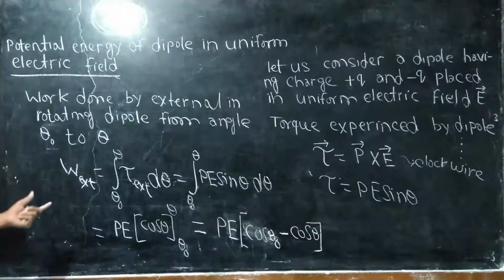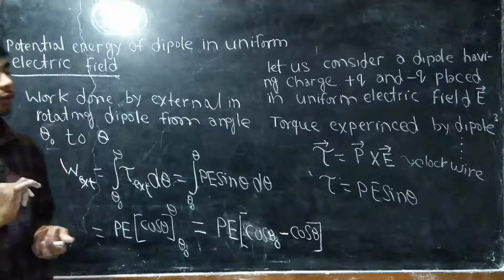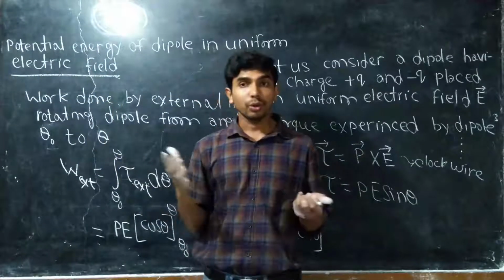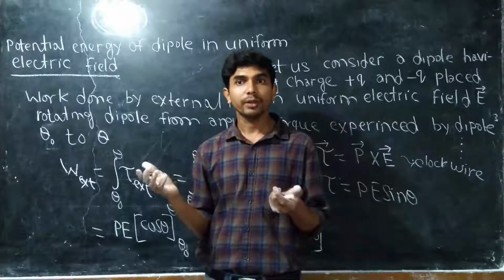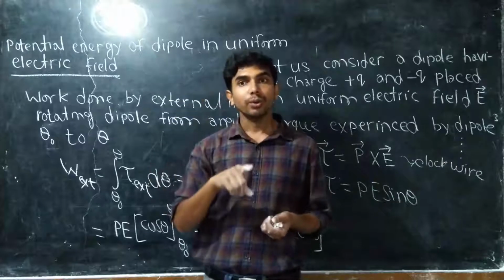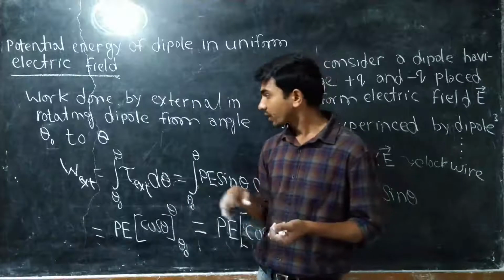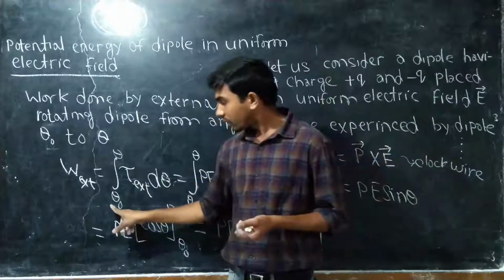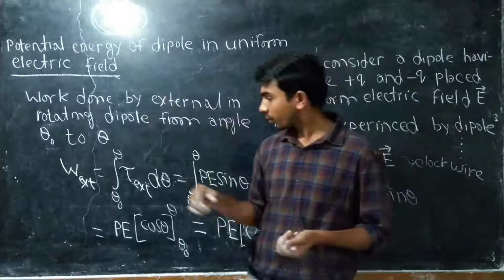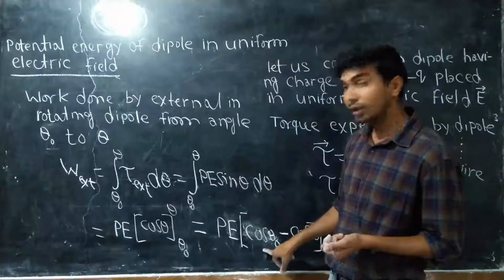Now you calculated the work done needed from this to this, right? But when I discussed potential energy due to two point charges, that time I assumed I bring the charge from infinity to that point. Similarly, here also we are going to assume we rotate the dipole from theta 0 equal to pi by 2 to theta, right? So this value becomes pi by 2.